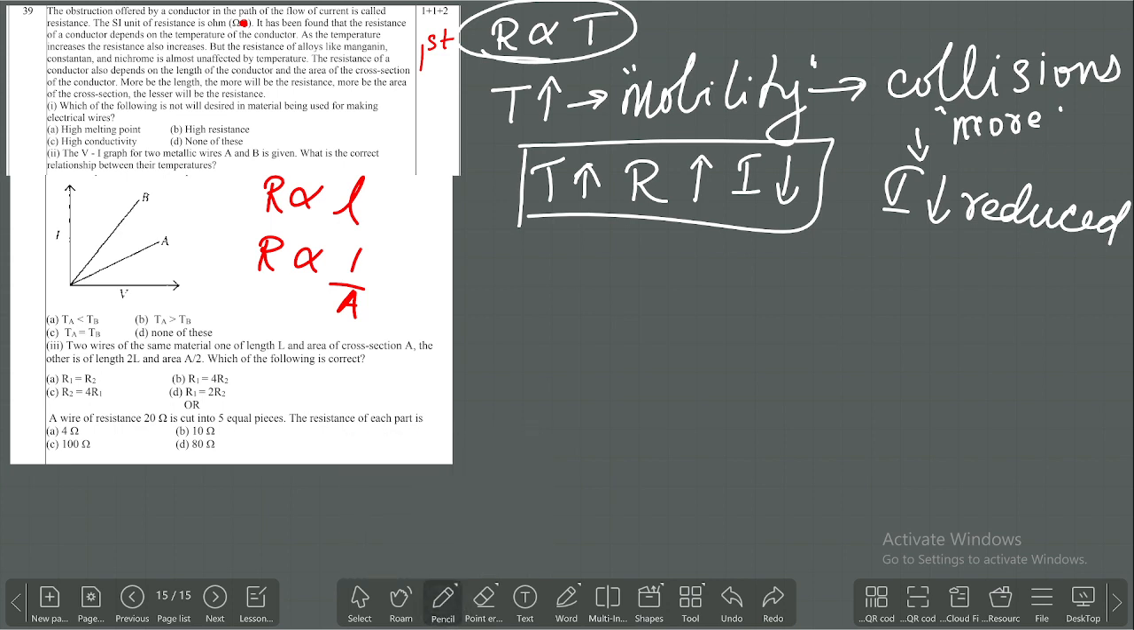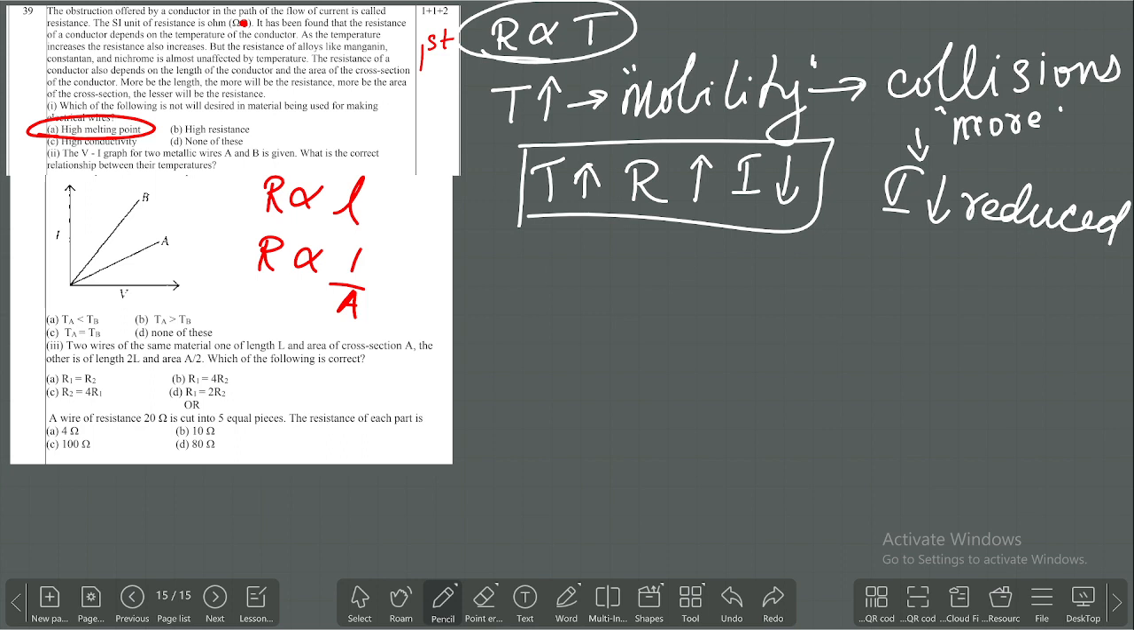What will be the answer? Which of the following will not decide the material being used for making electrical wires? So we will not use materials which have a high melting point, like an alloy. Clear? And the next one is question number 2.